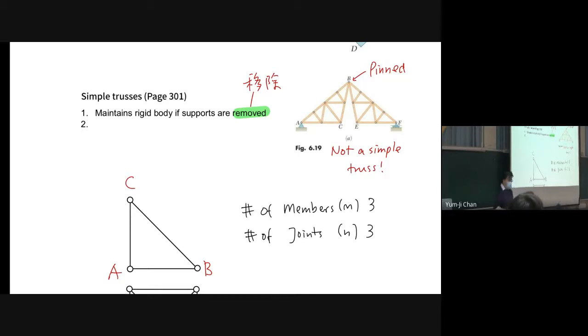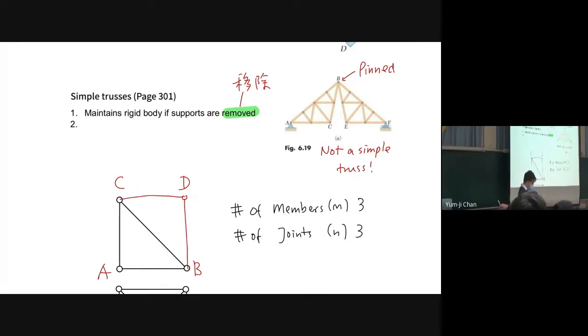Now say we have one more joint here, for example joint D. If we want to fix this point D, how many members should we add to keep it fixed? 2. Very good. So we add one member here and one member here. So if we have 4 joints, then we will have 5 members.